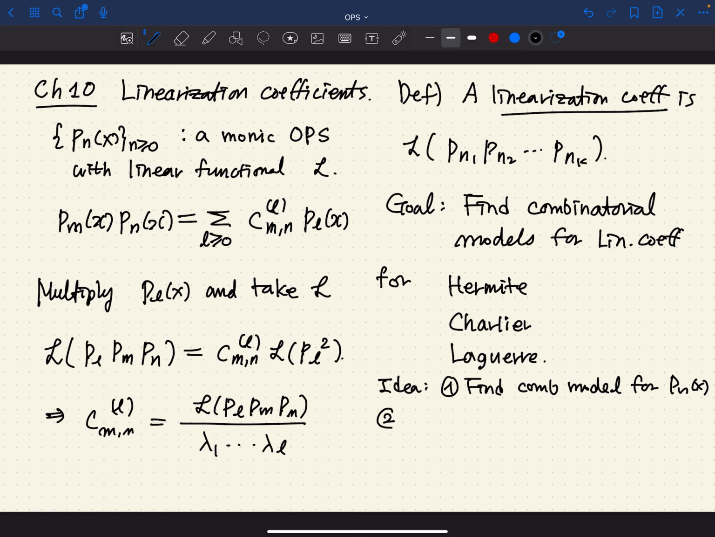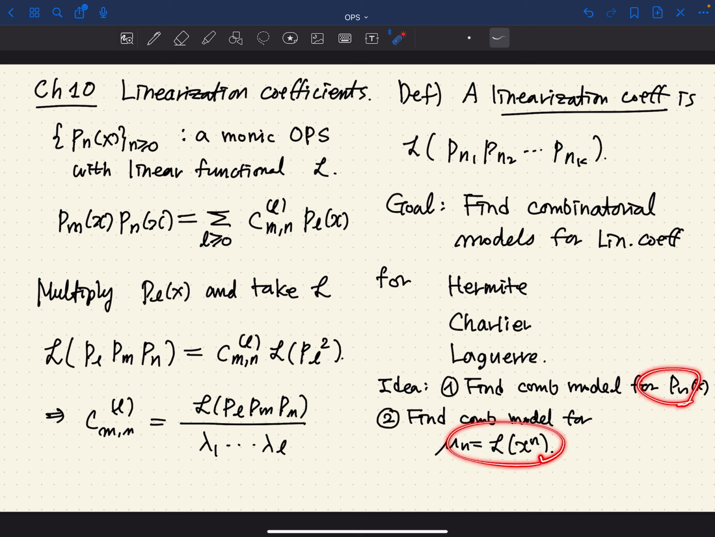And then find the combinatorial model for the moment, mu_n. But mu_n is the integral of x^n, right? But we already know this using Motzkin paths. But again, for the special case, we will convert these Motzkin paths into something else, like matchings, set partitions, permutations, like that. So now, suppose that we have a combinatorial model for this and a combinatorial model for this.